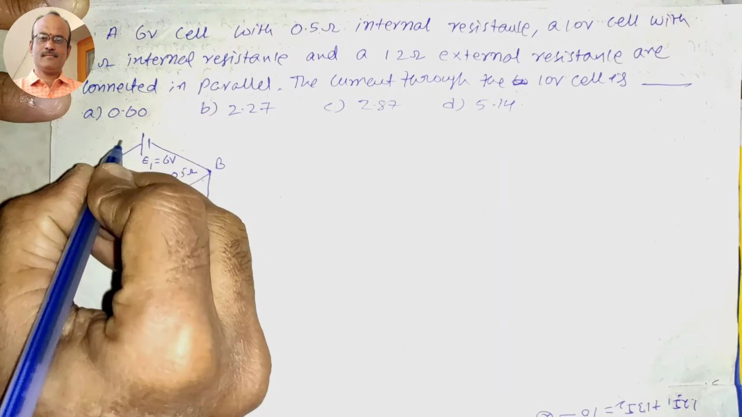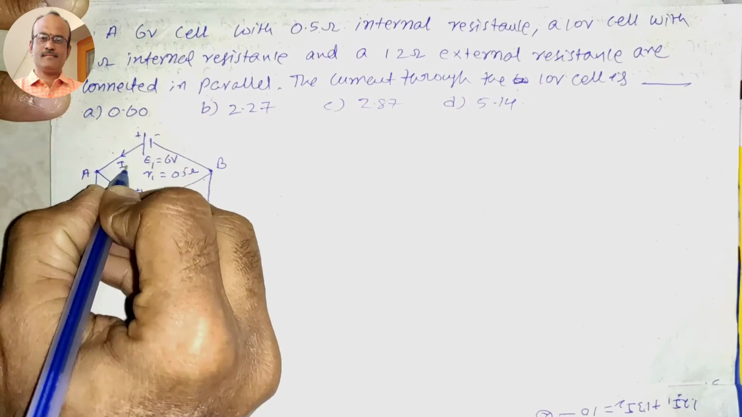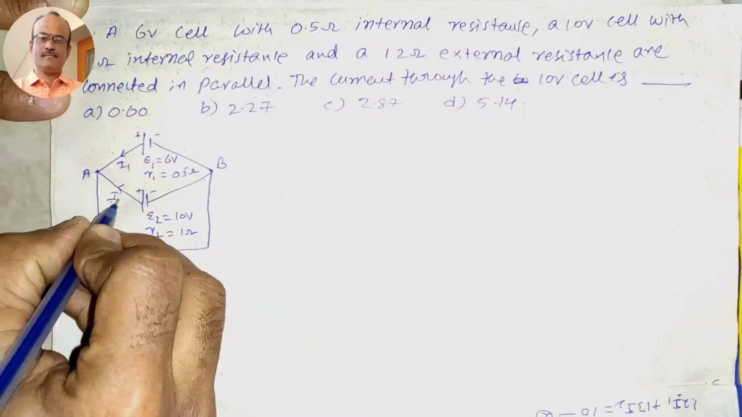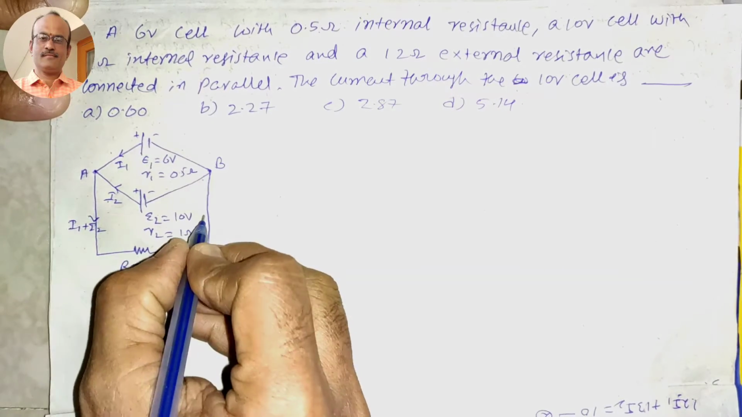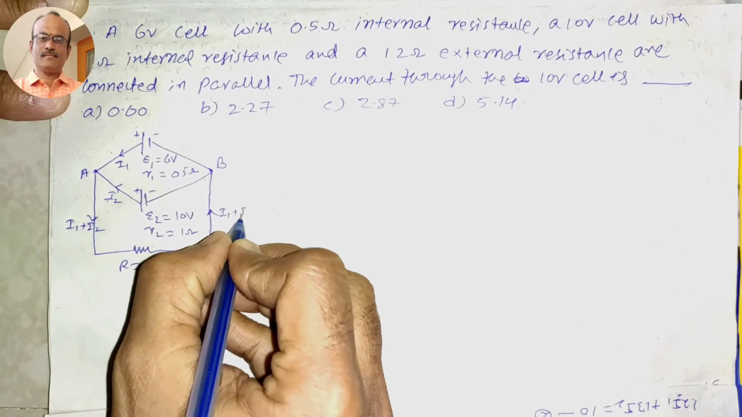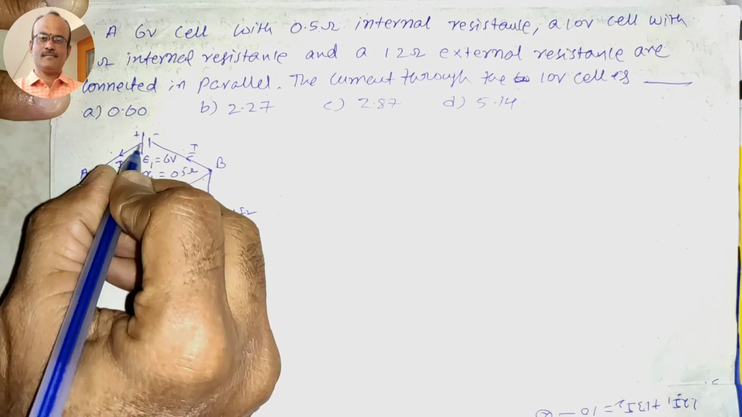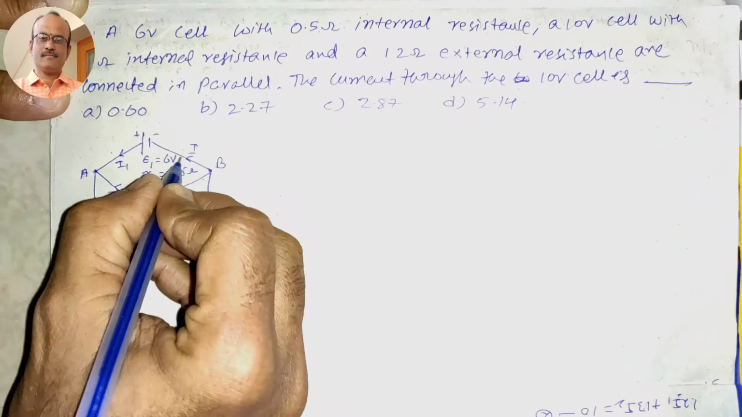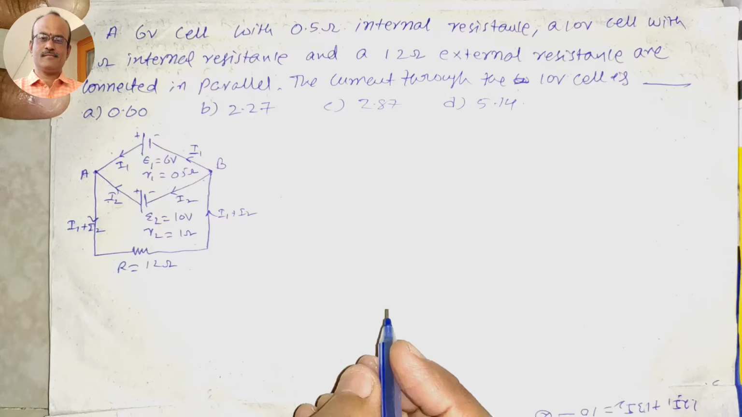So let us consider this is positive, this is negative, positive, negative. From here the current I1, from here the current I2. So here current I1 plus I2 and here current I1 plus I2, and whatever the current which is coming from the cell, same current it will enter, I1 and here I2.